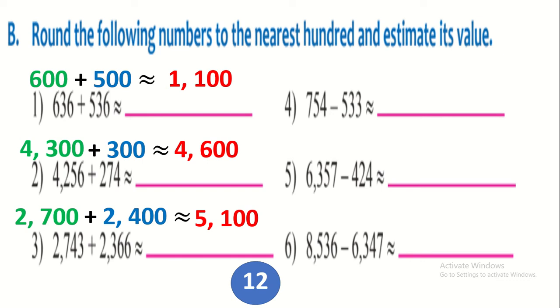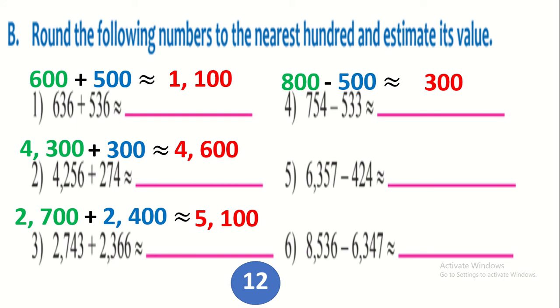Very good. Now, let's move to number 4. Number 4 is 754 minus 533. 754, you round this number to the nearest 100 is 800. For 533, the nearest 100 is 500. Then you subtract 800 minus 500, the answer is 300.